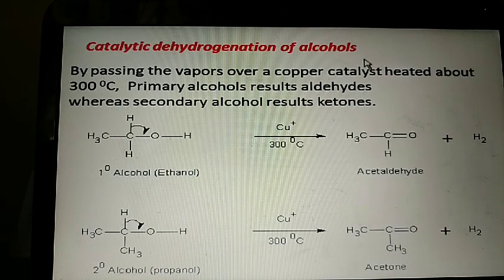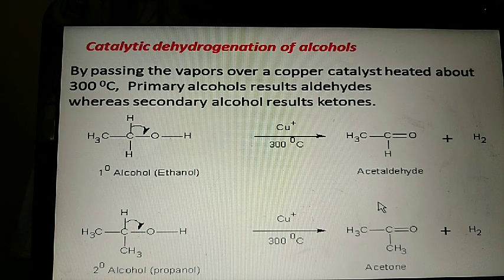Now, catalytic dehydrogenation of alcohols. How will the catalytic dehydrogenation occur? This uses a copper catalyst at 300 degrees centigrade. When a primary alcohol undergoes dehydrogenation, you will get acetaldehyde, and a secondary alcohol will give acetone, like the oxidation of primary and secondary alcohols. So this is also a dehydrogenation reaction like oxidation, and it is one method for the synthesis of acetaldehyde and acetone.